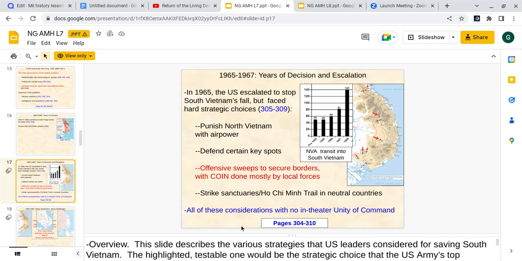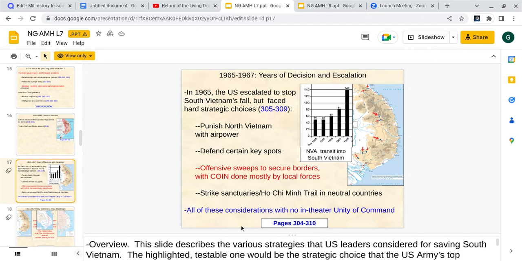One tactic that was used a lot in Vietnam is offensive sweeps used to secure borders. And while they're doing offensive sweeps securing borders, they also conduct counterinsurgency, which is done mostly by local forces like the South Vietnamese army and their local militias. However, like we just said, the South Vietnamese army was weak and the local militias were not very well trained.